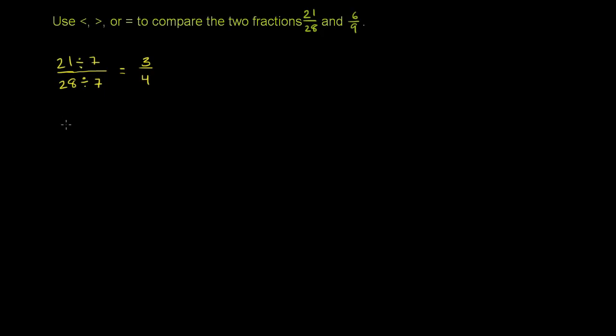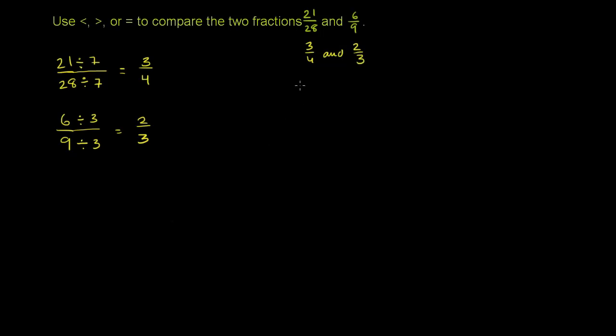Let's do the same thing for 6/9. 6 and 9 are both divisible by 3. So let's divide both of them by 3 so we can simplify this fraction. 6 divided by 3 is 2, and 9 divided by 3 is 3. So 21 over 28 is 3/4. They're the exact same fraction, just written in a different way. This is the more simplified version. And 6/9 is the exact same fraction as 2/3. So we really can compare 3/4 and 2/3.